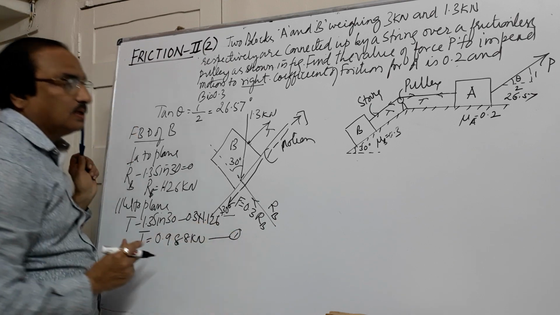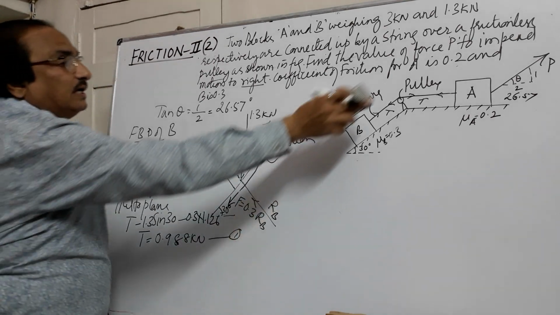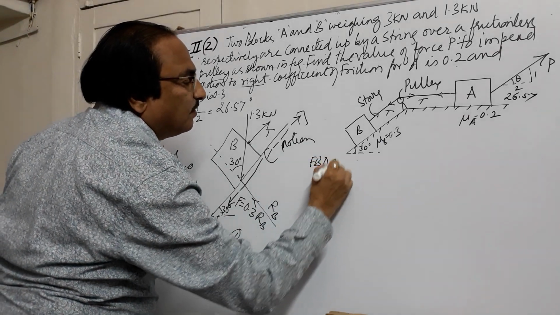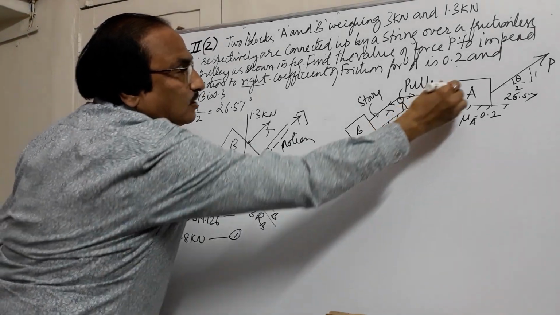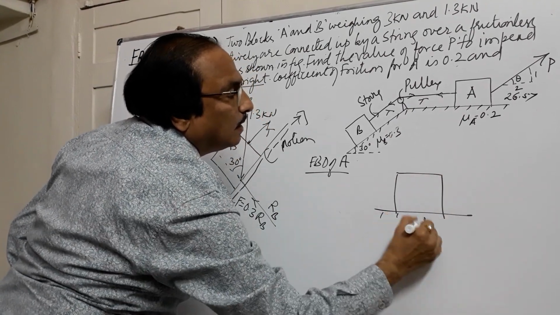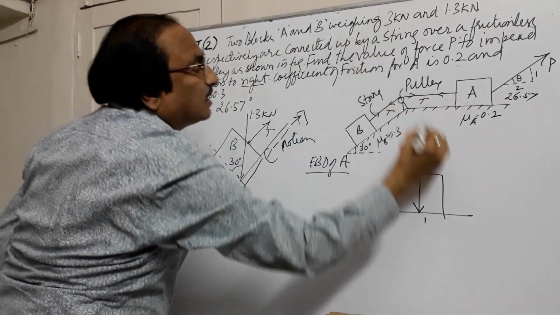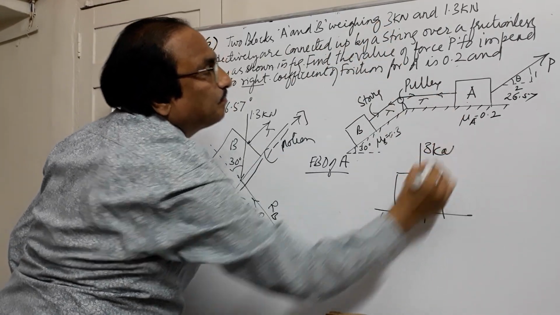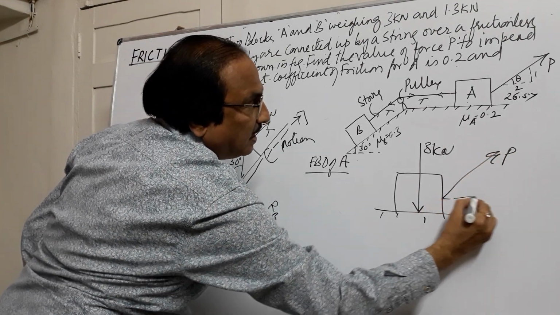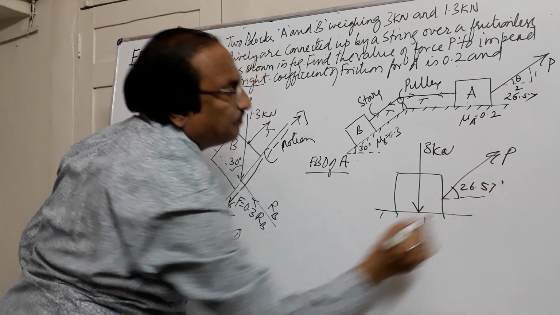0.988 kilonewton. So this is the simplification what we have done. Now we will go to the FBD of block B. FBD of A. So this is on a horizontal plane. It has got its own weight. Weight of A is 3 kilonewton. This is subjected to a force P, and the angle that it is making is 26.57 degrees.